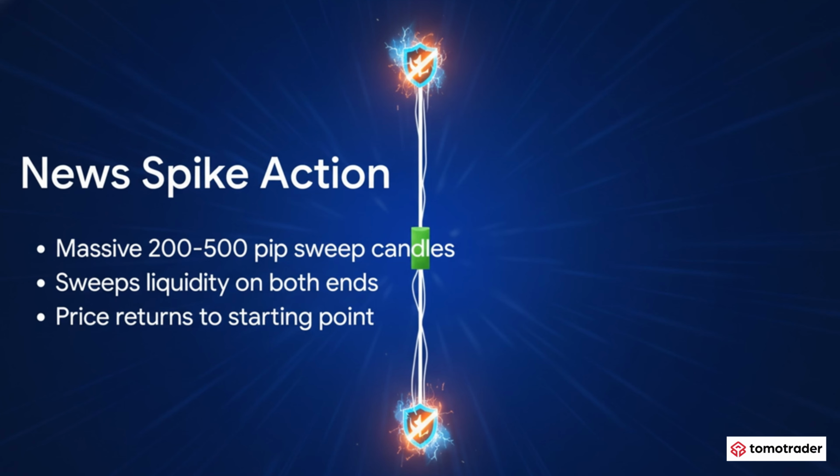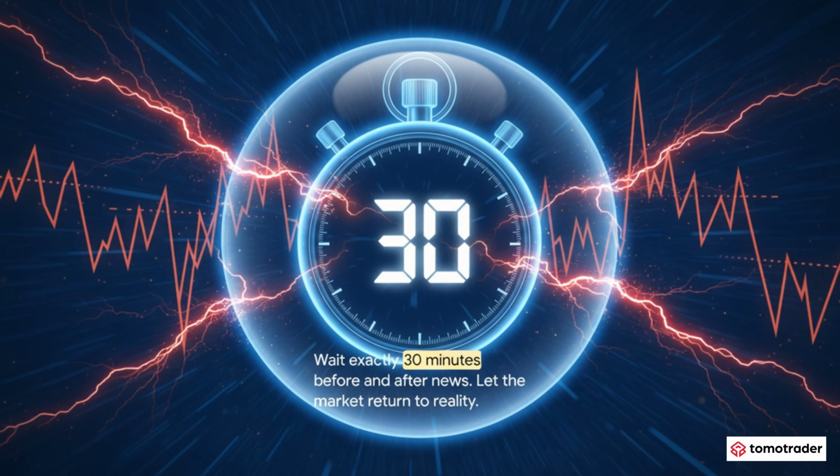Trying to use a wide stop loss here? Utterly useless. They will hunt it down. And then, ironically enough, the price usually settles right back exactly where it started. The actionable survival rule for this news spike trap is completely uncompromising. Absolutely no trading 30 minutes before and 30 minutes after a major news release. You just have to let the market finish its chaotic sweeps and return to reality before you even think about looking for a true directional setup.